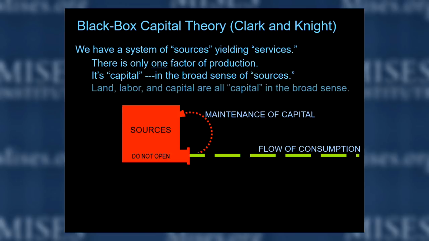Now, look at our maintenance of capital. Well, land, labor, and capital are all capital in the broader sense, right? So maintenance of sources is what we look at. And look at the flow of consumption. It's the flow of services, because Knight doesn't want to mess with people who aren't producers that nonetheless have things like houses that yield a return over time. He wants it all to be services. So you have to think that everybody's a renter or something. Everybody has a service because they own a home.